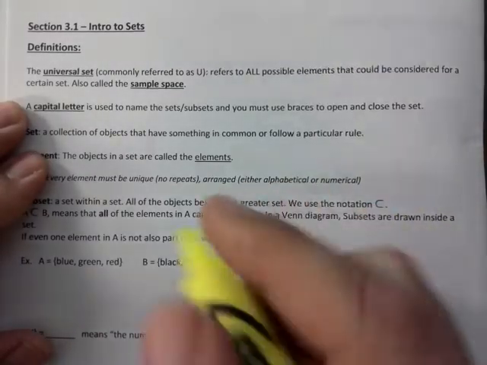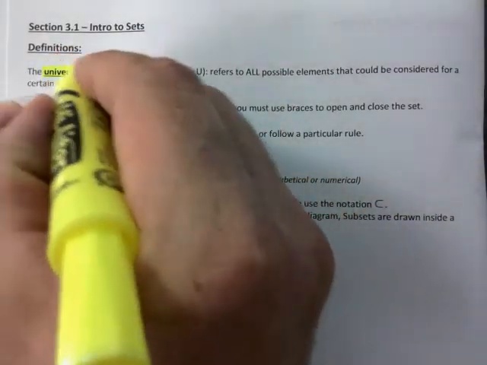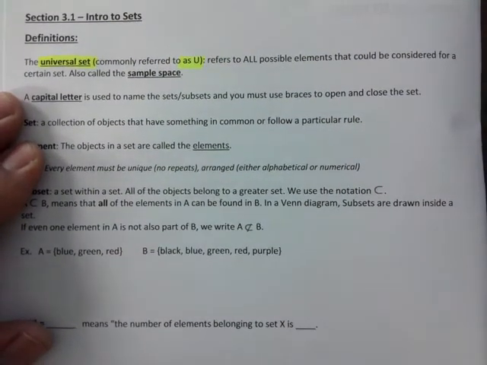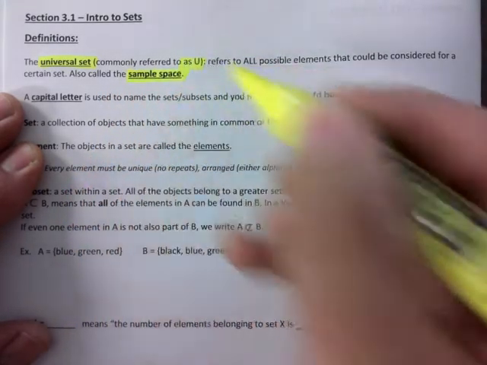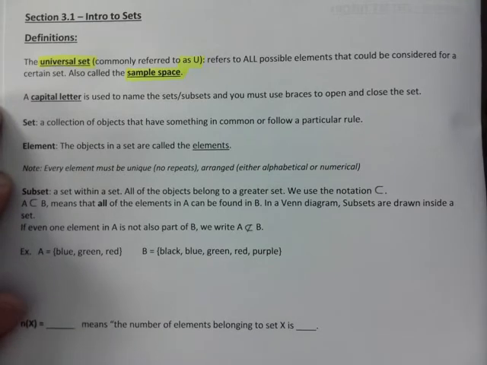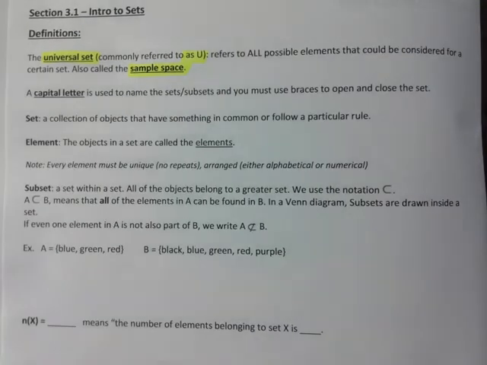So we have something called the universal set, most often referred to as the U set, okay? It refers to all possible elements that could be considered for a certain set. Sometimes we refer to the universal set as our sample space. I'm going to give you a very simple example. This class right now could be considered a universal set.